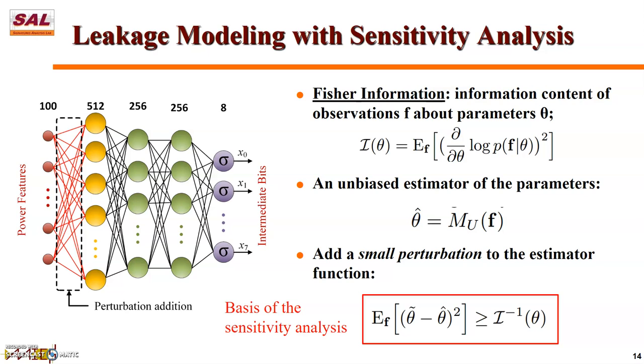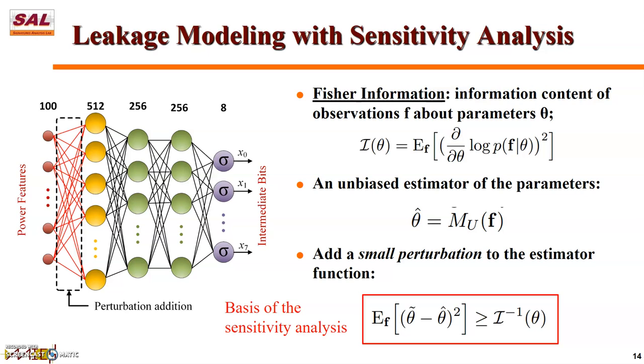The proposed sensitivity analysis follows similar principles as the Cramér-Rao bound. According to the Cramér-Rao bound, the variations of the estimator are lower bounded by the inverse of Fisher information. Assume the MLP network provides an unbiased estimate of the intermediate variable bits. By adding a small perturbation to the weights of the MLP network, the variations of the estimated output are lower bounded by the inverse of the Fisher information.